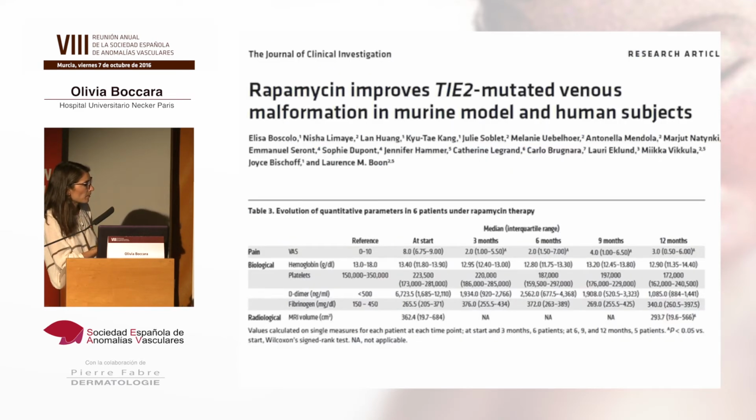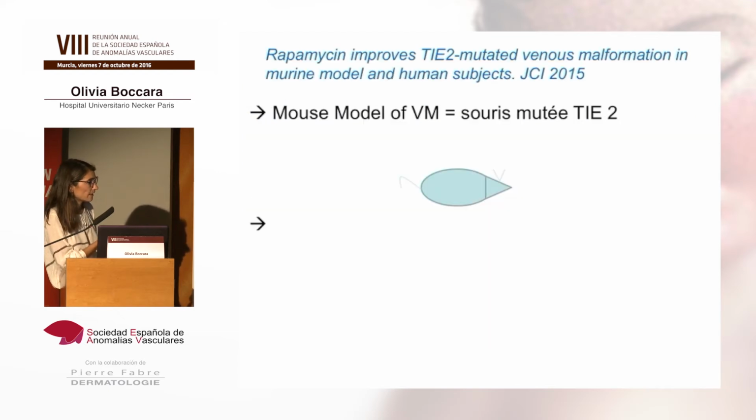It is still a paper from Laurence Boone, and you can see on this table that the patients with only venous malformation and the patients with venous malformation with a mechanism which is not really known had improving symptoms and also improving LIC with the rapamycin treatment. This efficiency has been demonstrated on a mouse model. It's very schematic, but it's more comprehensive.